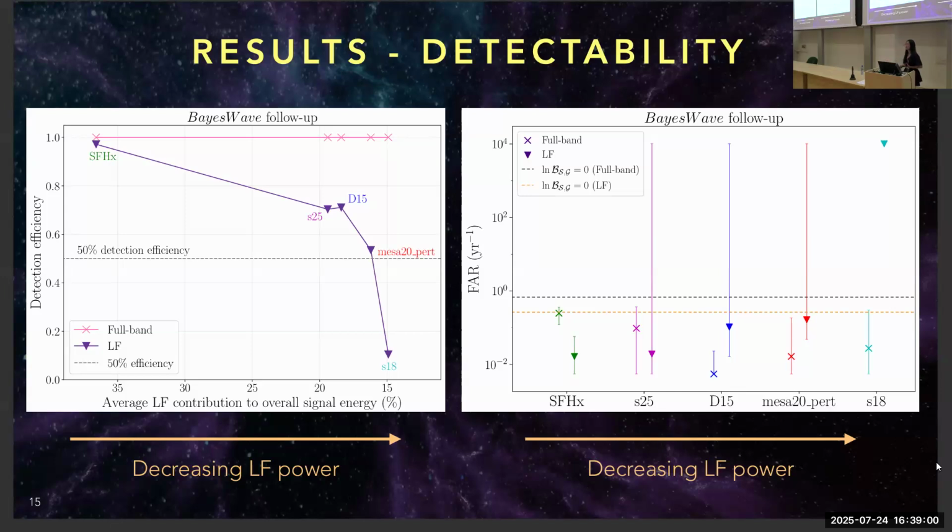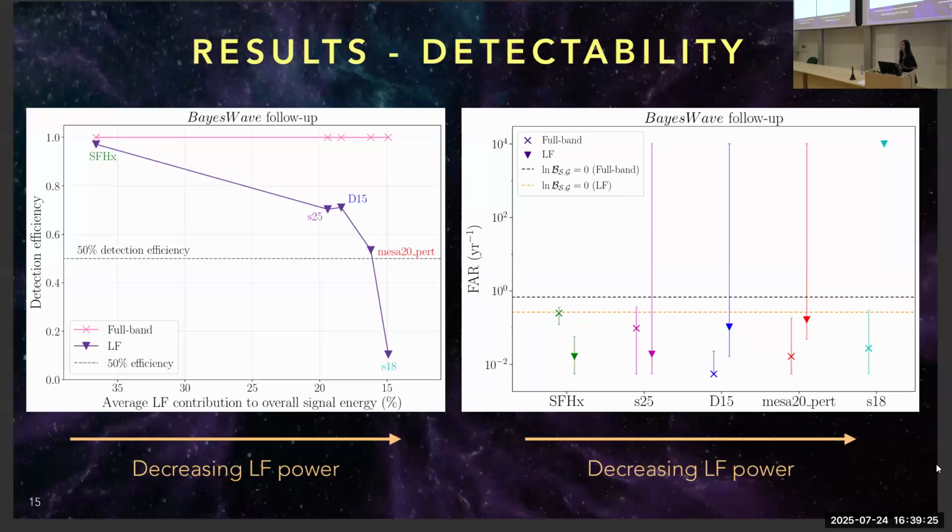So of course the detection efficiency is not going to be perfect because some of these signals don't even have prominent low frequency features. So all we'll see here on the x-axis is the average low frequency power in each of these models. This is kind of going the other way around: from left to right, we're decreasing in low frequency power. On the left, we obviously have the highest low frequency power, and that's where SFH lies.